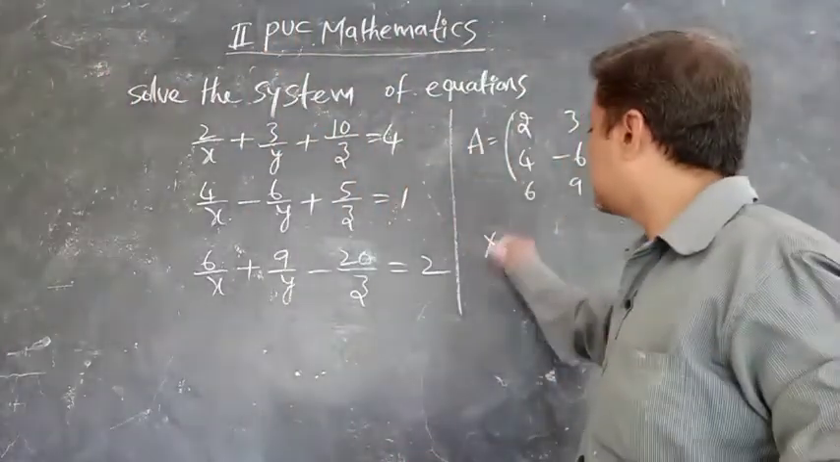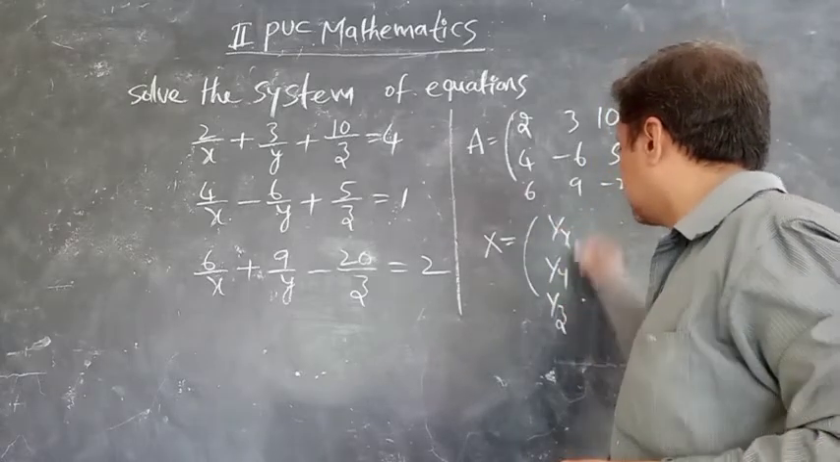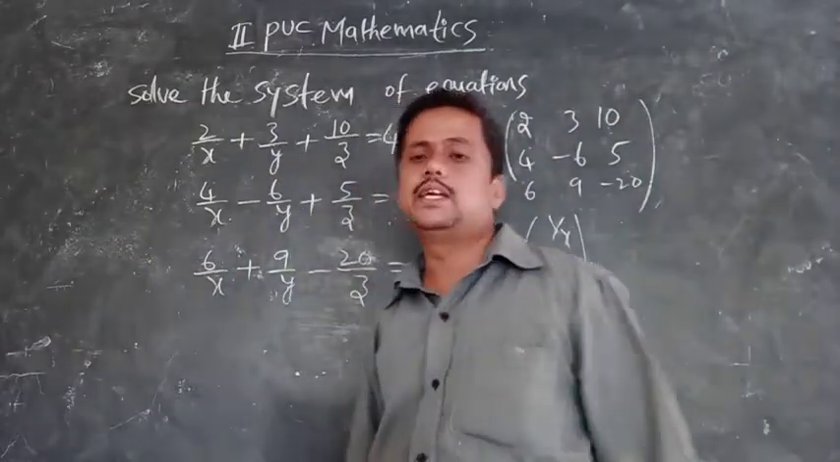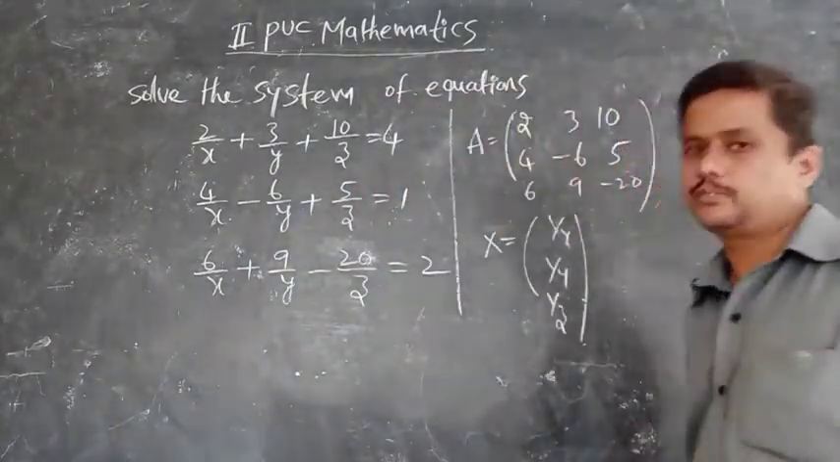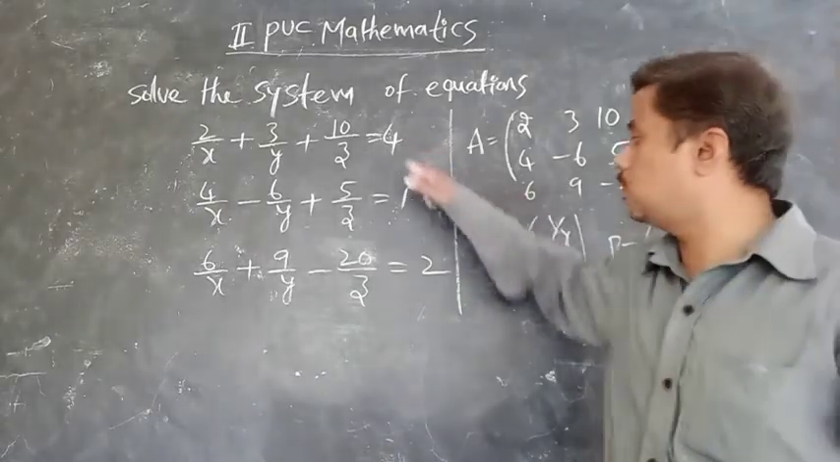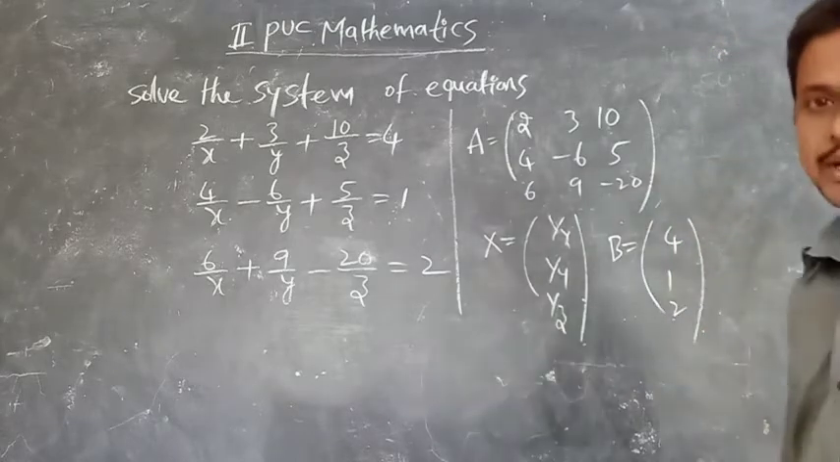The X matrix becomes 1/x, 1/y, 1/z. Why? Because here 1/x, 1/y, 1/z is there, no? That's why it is 1/x, 1/y, 1/z. B matrix is what? B matrix is 4, 1, 2. So this is the B matrix.